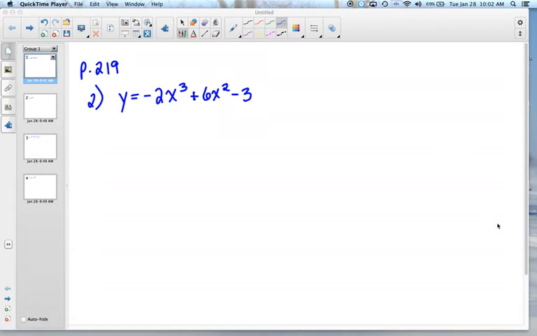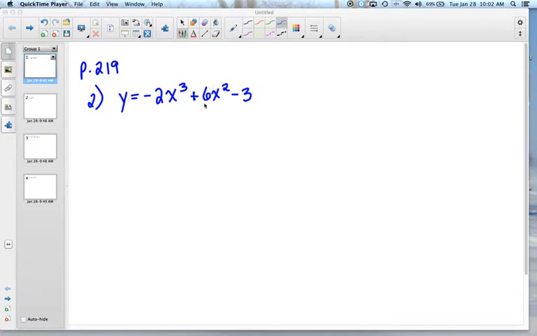Okay, I'm going to do a couple of examples from page 219. On these first two examples, if you look on that page, we are using the first derivative test to determine the local extreme values, and we have to identify any absolute extrema. It does say to support your answers graphically. I'm going to leave that part up to you.